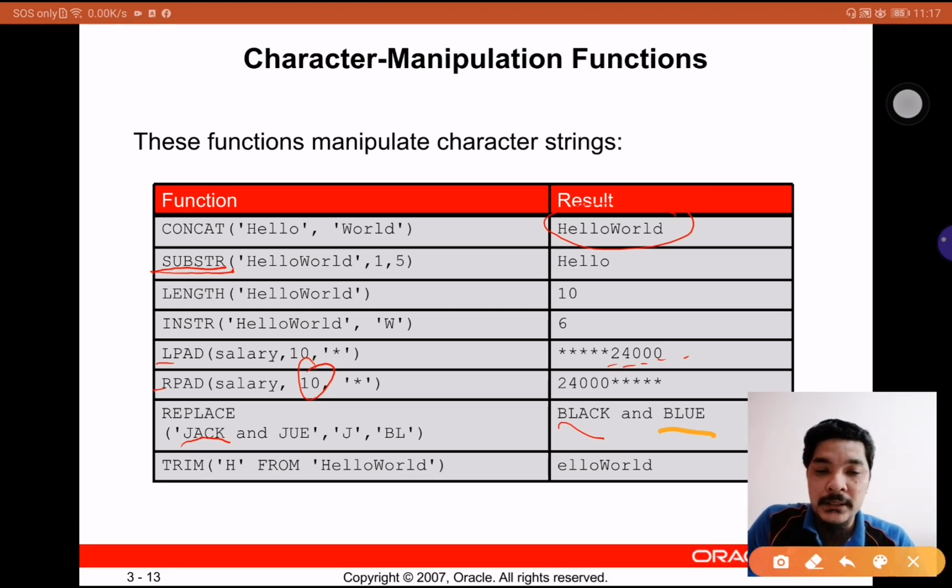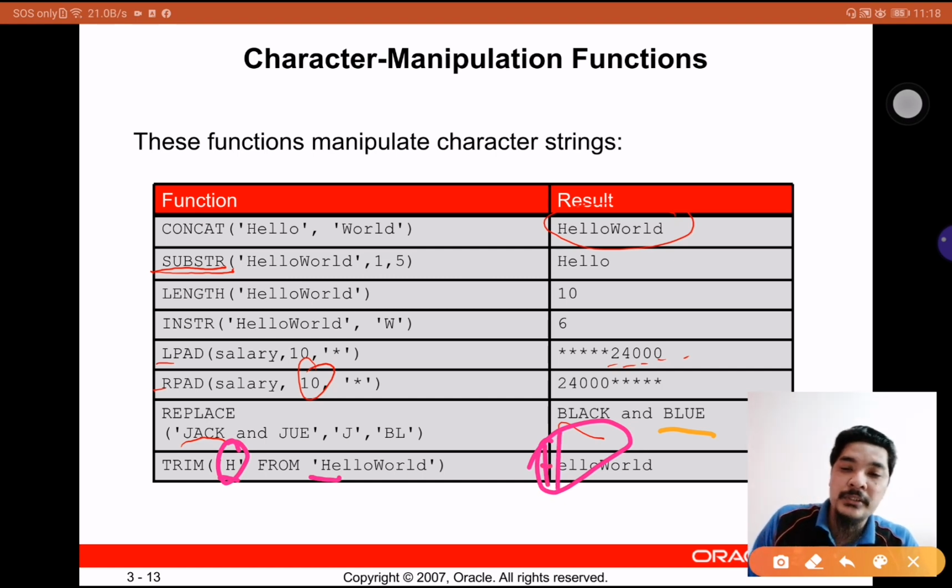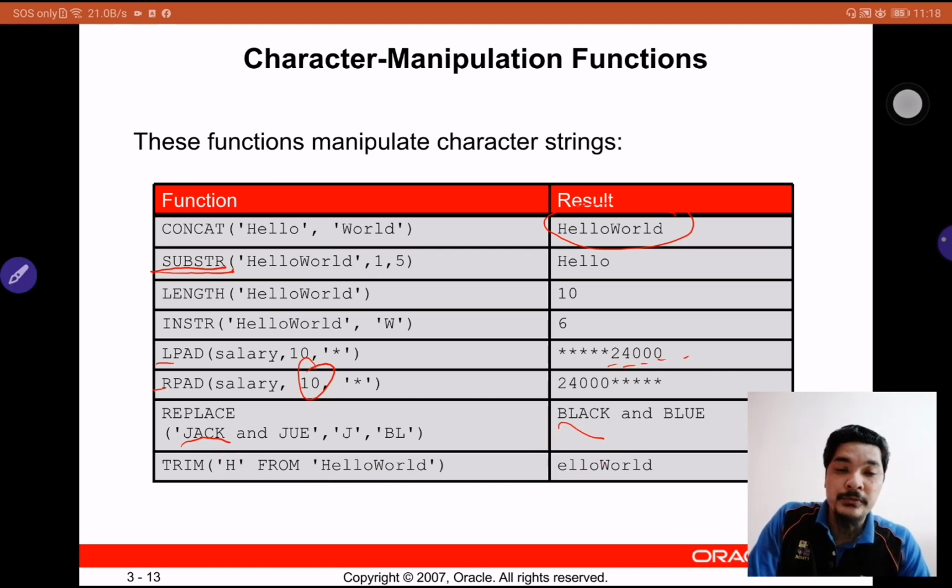The last one is trim. H from Hello World. Trim simply means remove. H from Hello World: if you find H here, it will be removed. So no more H here. So this is what we call remove. Okay, we move to the next one. Hopefully you can understand.